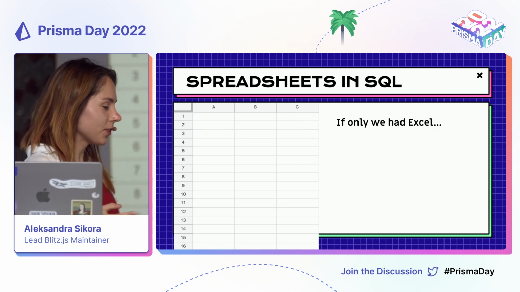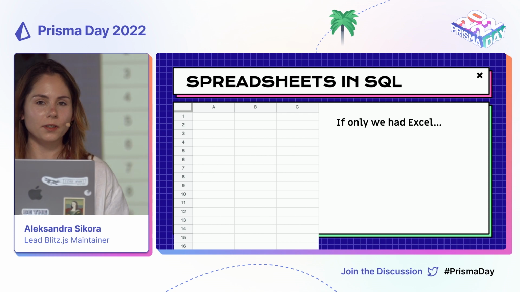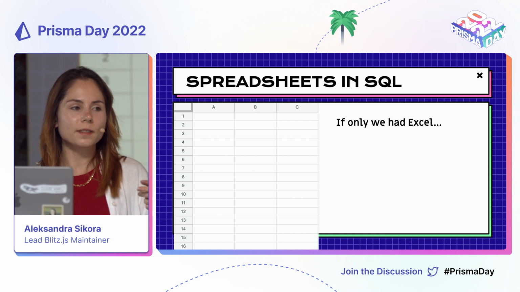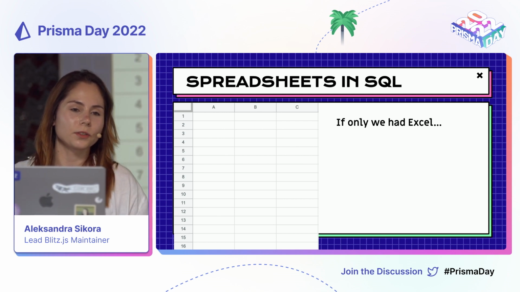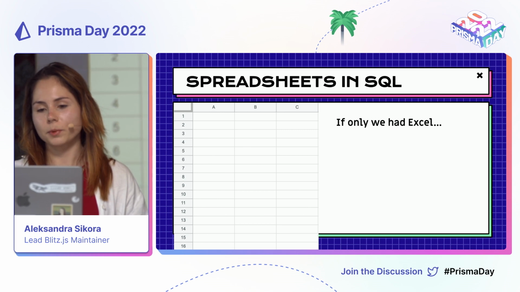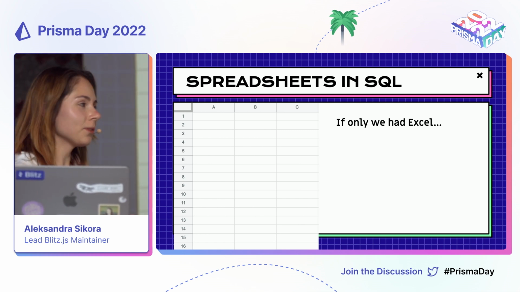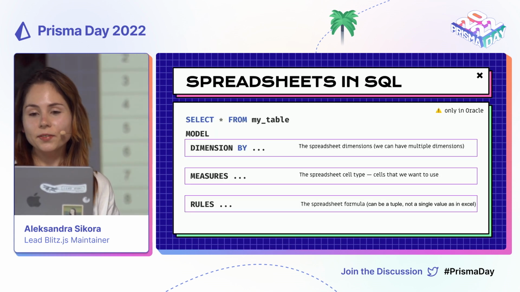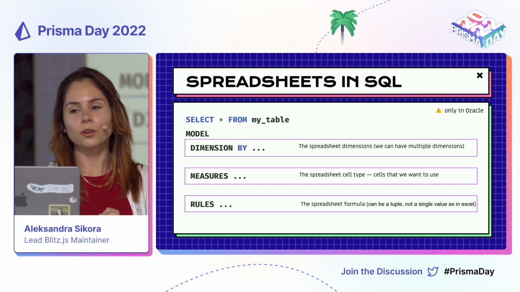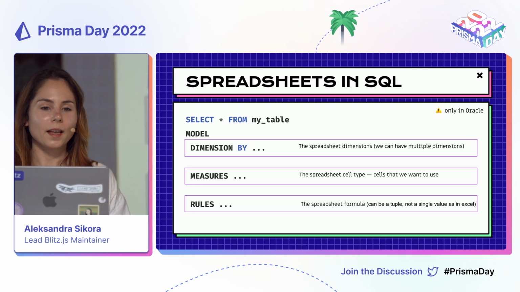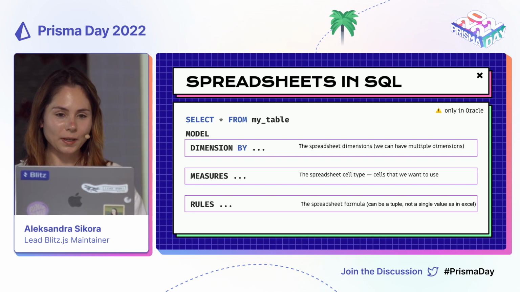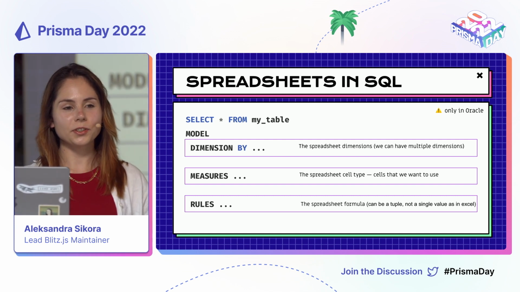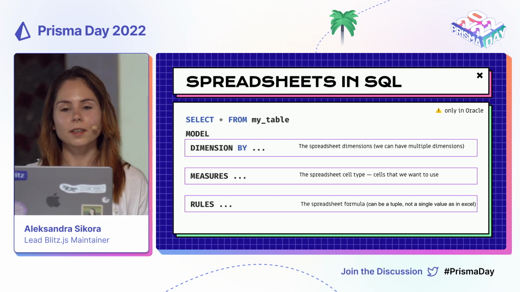You might have noticed that all of those questions would be fairly easy with Excel. You would have a formula in one cell, then you would drag it and apply it to all the other cells. That would be a few minutes of work. So what if I told you that we can have Excel in the database? Specifically, we can have it with Oracle model clause. This is only in Oracle, but it's kind of interesting, and I wanted to mention that in this talk.